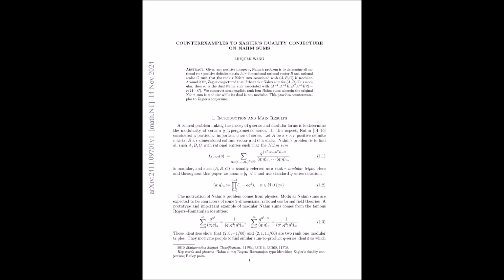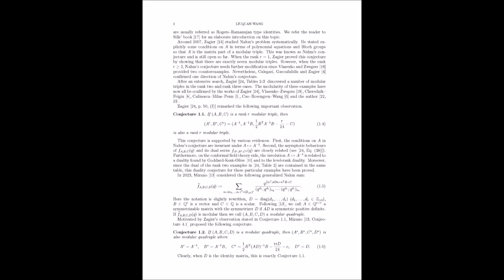Well, you might think that finding a counterexample to Mizuno's generalized conjecture would automatically lead to a counterexample for Zagier's original conjecture, but as the paper highlights in section 4, that's not always the case. Wait, really? Why not? I thought the generalized conjecture was built on the foundation of the original one. It is, but the relationship between them is more nuanced than you might expect. The process of transforming a generalized Nahm sum into a standard Nahm sum using equation 3.14 doesn't always preserve the duality relationship in a straightforward way.